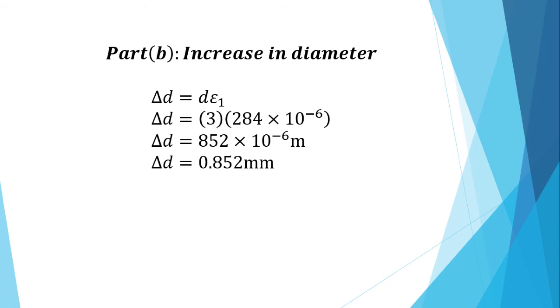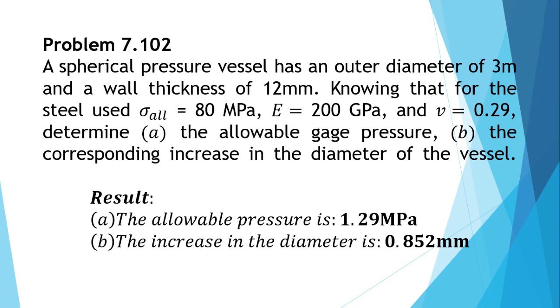And by getting that, we can solve the increase in diameter by using this formula. Delta D equals D times epsilon sub 1. And we substitute all the given data, which is delta D equals 3 times 284 times 10 to the power of negative 6. And the result is 852 times 10 to the power of negative 6 meters or 0.852 millimeters.